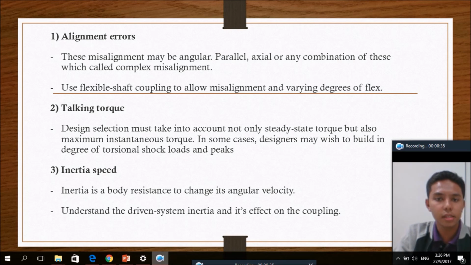In some cases, designers may wish to consider the degree of torsional shock, loads, and peaks. Third, inertia. Inertia is a body's resistance to change in its angular velocity. Understand the driving system inertia and its effect on the coupling.